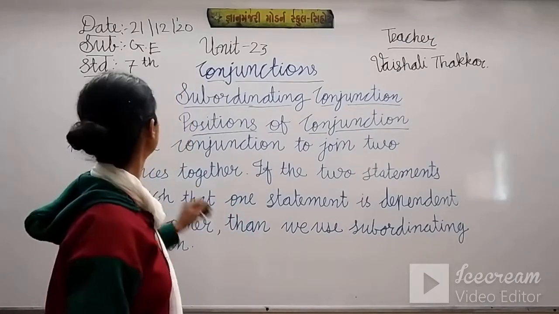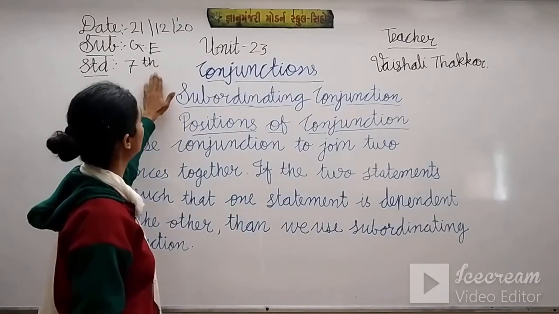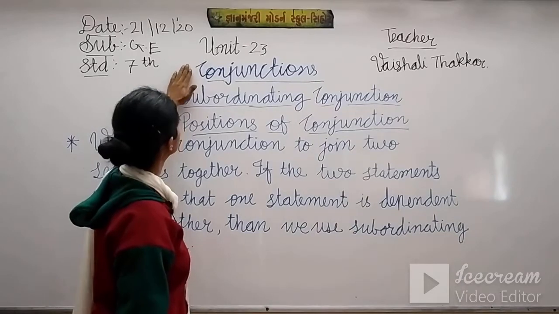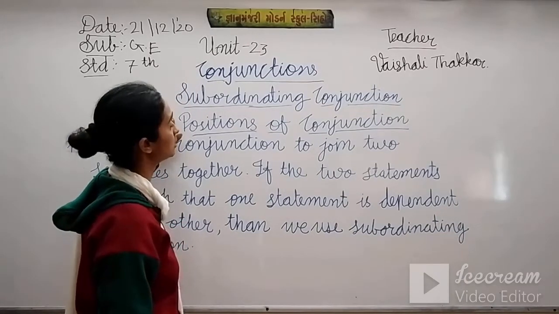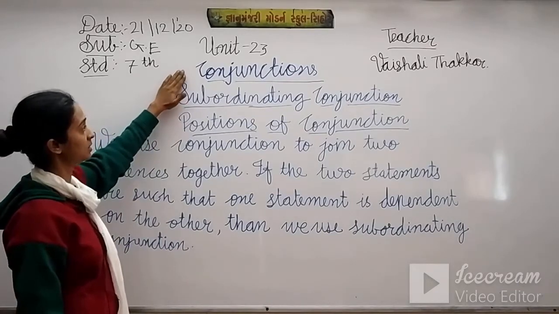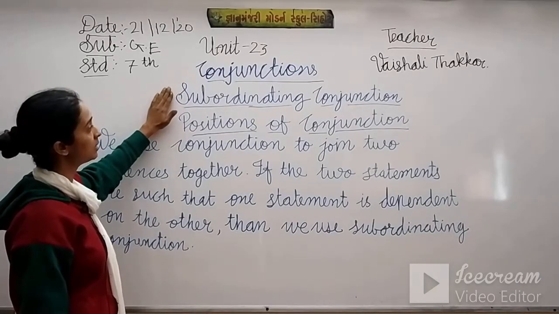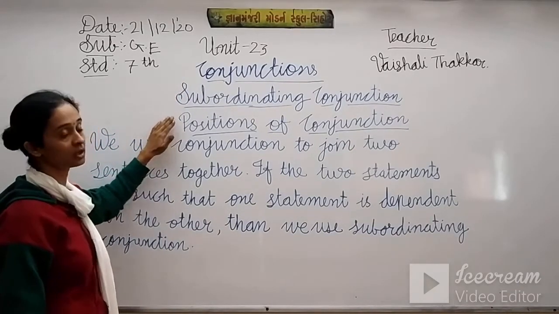I welcome you in the period of GE class 7, unit number 23: conjunction, subordinating conjunction and position of the conjunction. The lesson name is conjunction, subordinating conjunction and position of the conjunction.